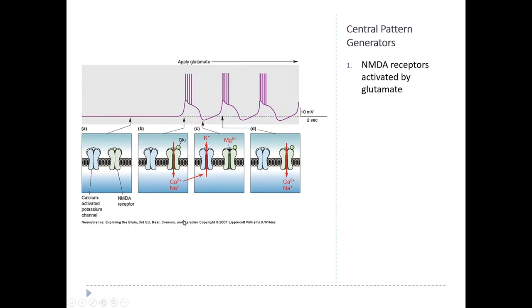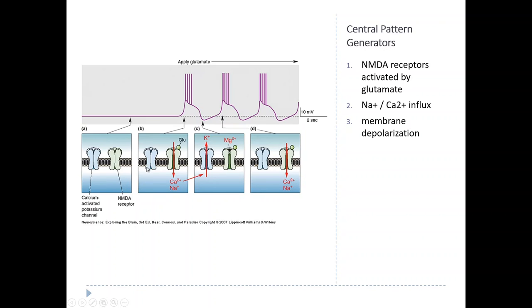And if the channel's open, it lets both calcium and sodium go through, and that both depolarizes the membrane, but also calcium, remember, acts as an important kind of intracellular signaling ion. So calcium comes in when glutamate's present here. When the cell's at rest, the NMDA receptors are closed. When glutamate is present and the cell is depolarized enough, then these channels will open. That then depolarizes the membrane enough to trigger a burst of action potentials.